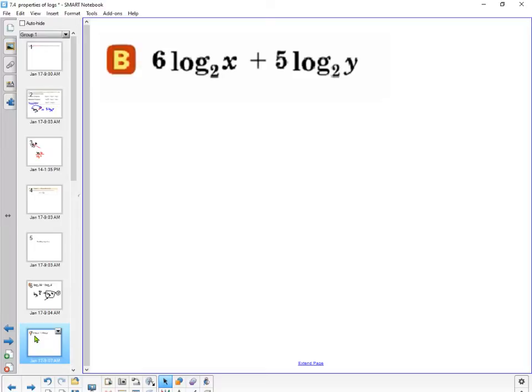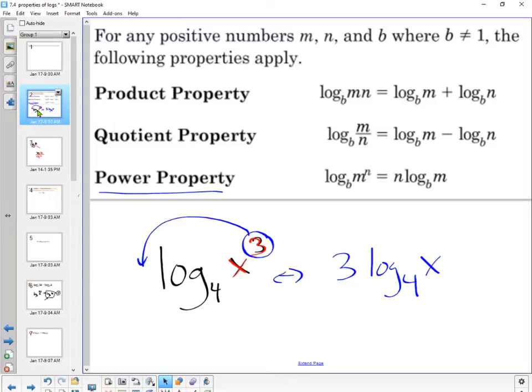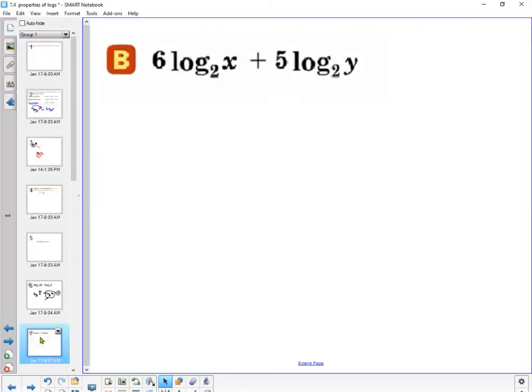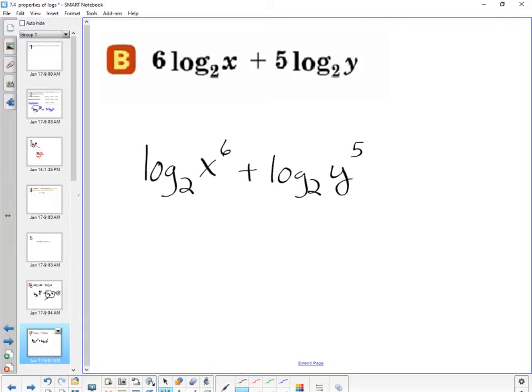In this problem, you can't combine them until it's just log with no numbers up front. So, wasn't there a rule that allowed me to take numbers that were up front and move them to the other side? The power rule, right? Remember the power rule. I could also go the other way, couldn't I? So on this problem, I'm going to write this as log base 2 of x to the 6th plus log base 2 of y to the 5th. Good. So I've used one rule so far. Give me a thumbs up if you're good on that. That made sense. Okay, we're not done though because it's still not simplified, right?